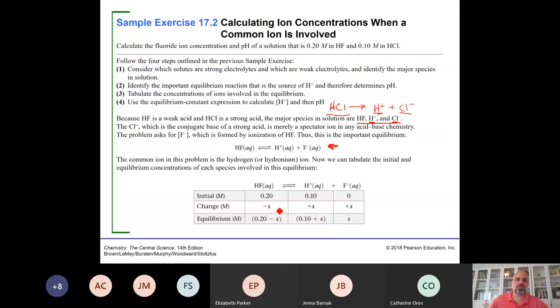So just like usual, we have our minus X and our plus X's for the reaction to occur. And then we draw in our equilibrium concentrations of 0.20 minus X, 0.10 plus X, and X for the fluoride concentration. So hopefully everybody sees this is just a repeat of everything we've been doing over and over again, creating our ice tables and putting them in place.